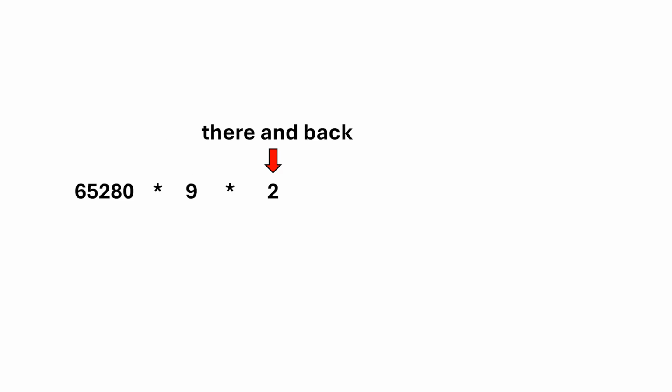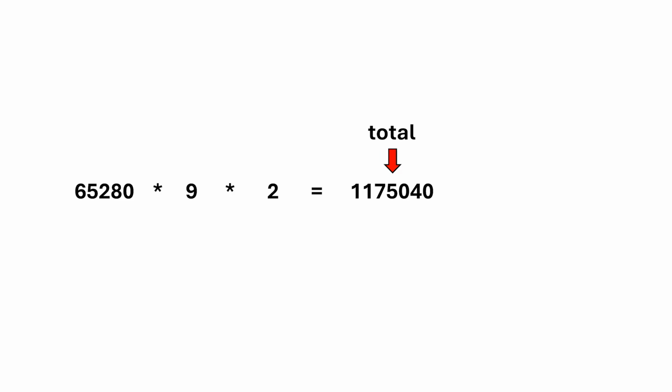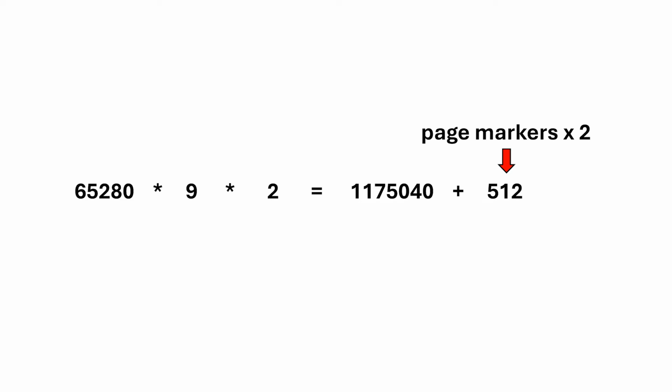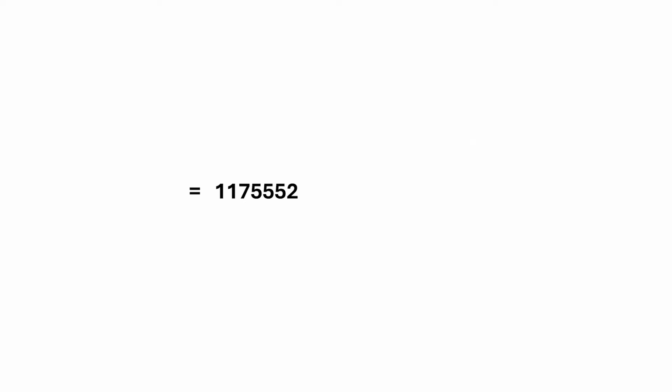That is, FF00 hex is 65280 bytes, times 9 memory cells per byte. Then I need to multiply it by 2 because I have to go there and back. This is a total of 1,175,040 clocks. But remember, each 256 byte page has another $ symbol, so we need to add another 512 steps to this tally, but let's just call it 1 million.